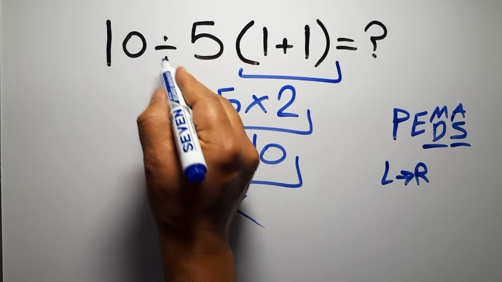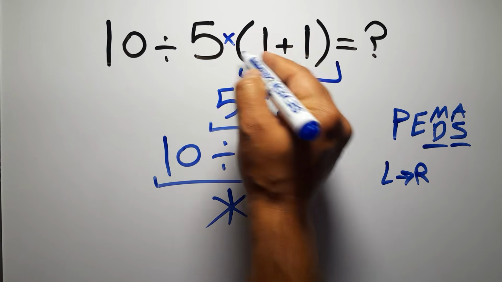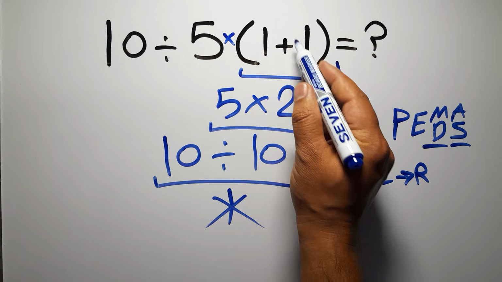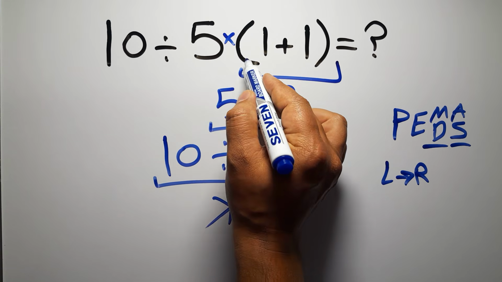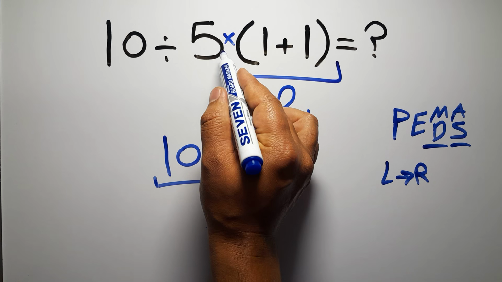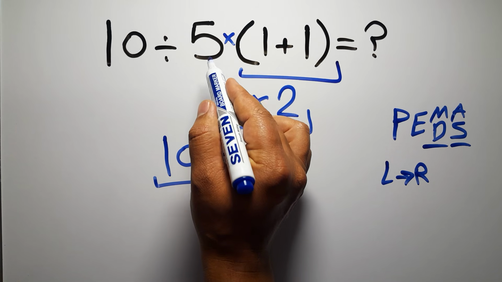In this expression, we have one division, one multiplication, and one parenthesis. Inside this parenthesis, we have one addition. Here we have a multiplication because in mathematics, when a number is placed next to parenthesis, it means multiplication, and we usually don't write the multiplication sign for brevity.